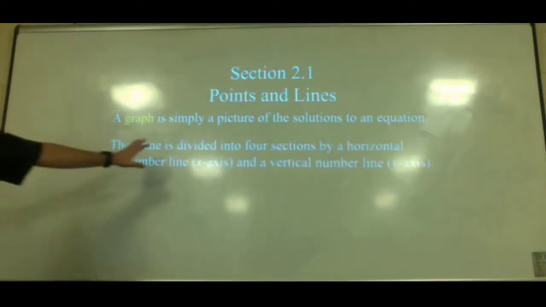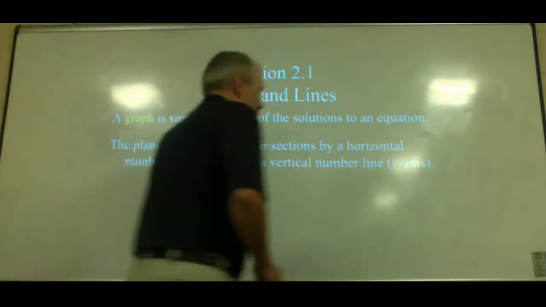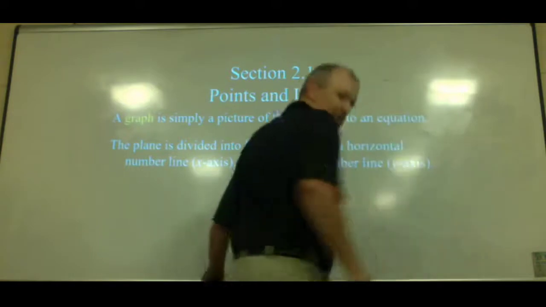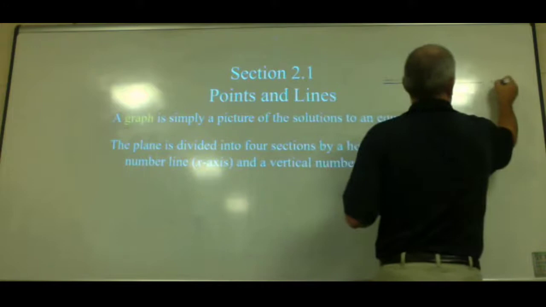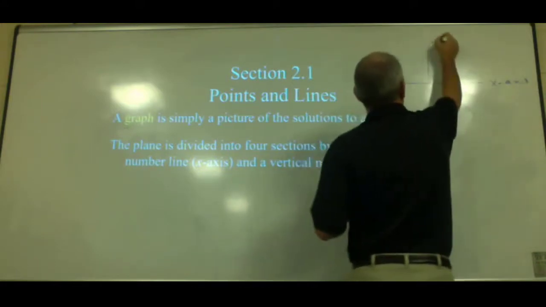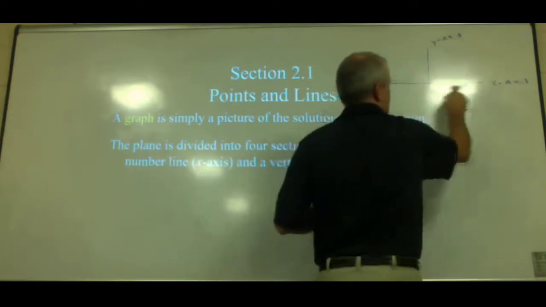The plane, which is where we draw our graph, is divided into 4 sections by the horizontal axis, which is the x-axis, and then the vertical axis, which is the y-axis. So it's going to look like this, and you can see them on your paper already. Here's our horizontal axis, the x-axis, and then we've got our vertical axis, which is the y-axis. So it has these 4 different sections.